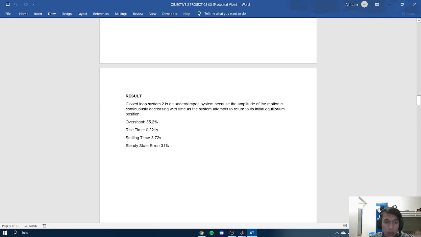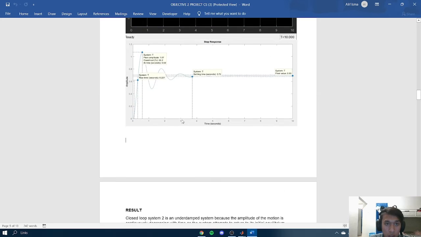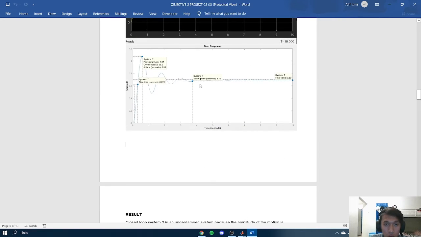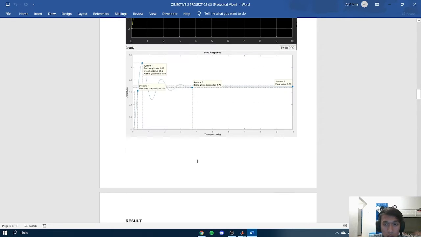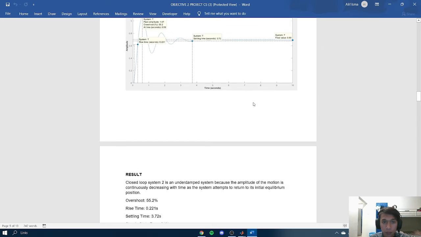As a result, closed loop system 2 is an underdamped system because the amplitude of the motion is continuously decreasing with time as the system attempts to return to its initial equilibrium position. For overshoot, you can get it from here. For rise time, you can get it from here. Just roll it down. Settling time, you can get it from here. And steady state error, we can get from there.